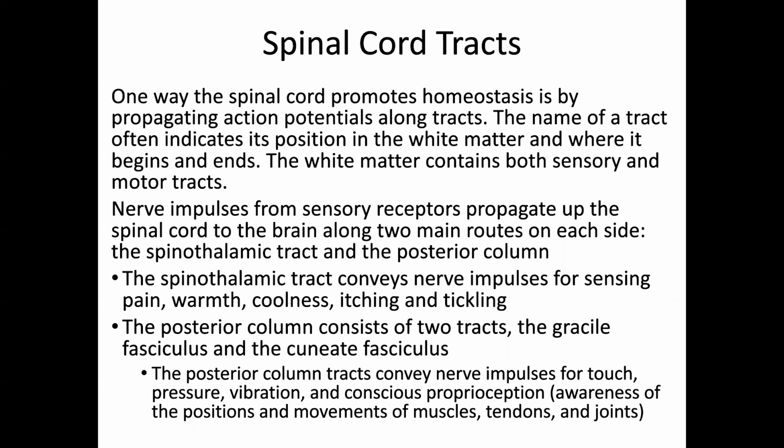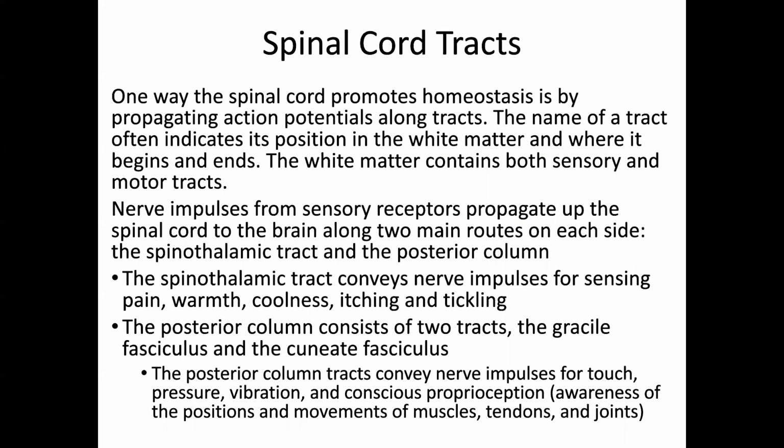So aside from acting as an integrating center for reflex arcs, our spinal cord also promotes homeostasis by propagating action potentials along those tracts. The name of a tract often indicates its position in the white matter and where it begins and ends. White matter contains both sensory and motor tracts. I've said that many times. When nerve impulses from sensory receptors propagate up the spinal cord to the brain, they do so along two main routes on each side, what we call the spinothalamic tract and the posterior column.